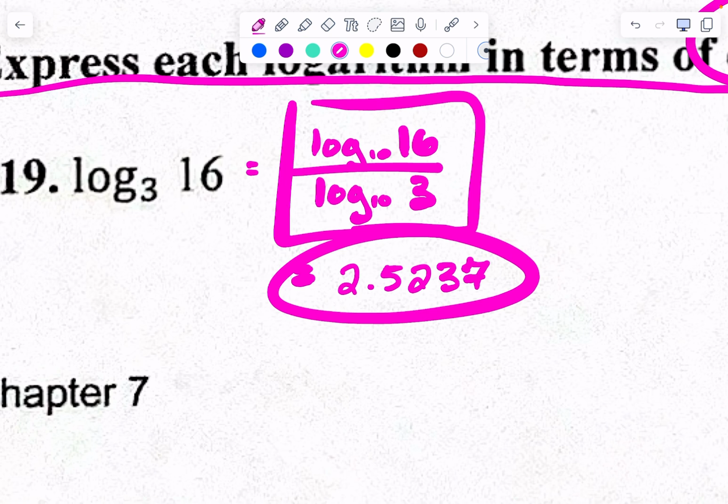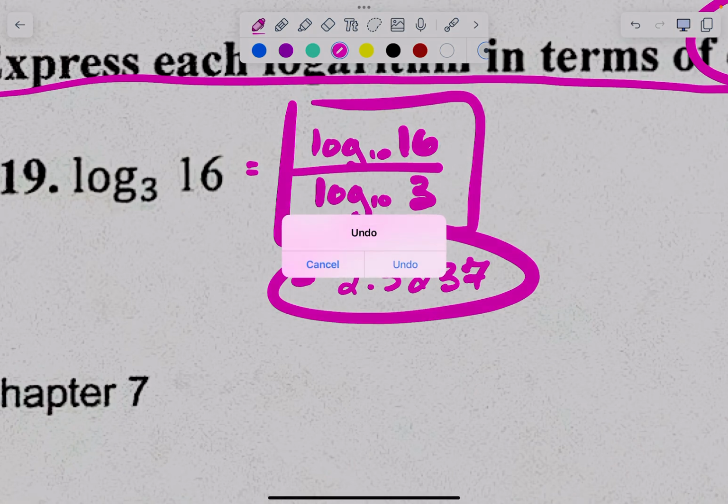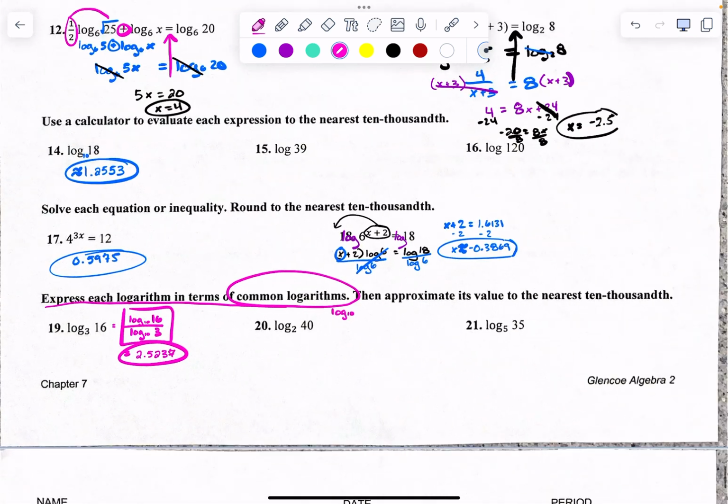Convert it to a common log. Keep it at 10. It's already 10 right now. So if I close the parenthesis, that changes it? No. So log 16 close parenthesis divided by log 3. You don't need to put the 10 in there because it's already 10. 2.5237. Okay. 20, 21.